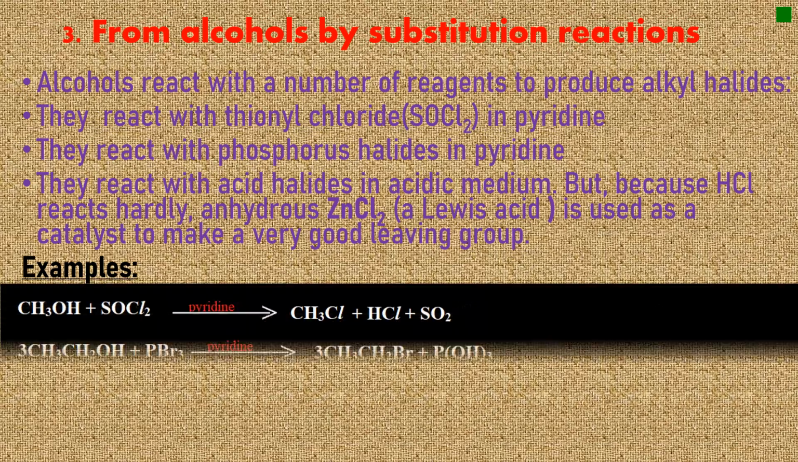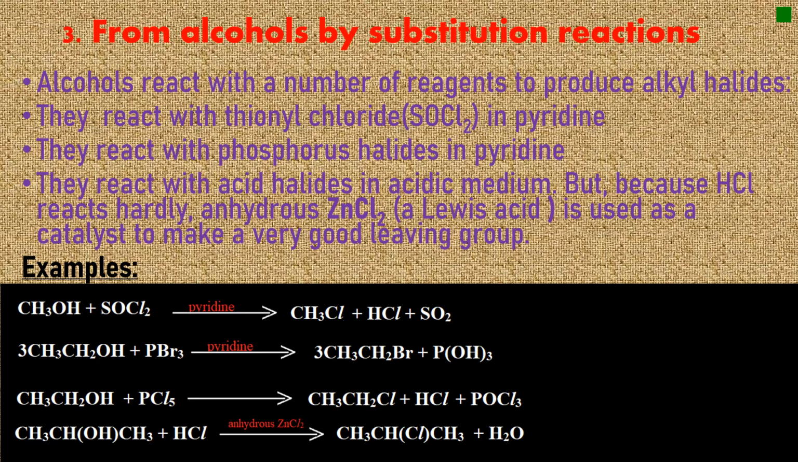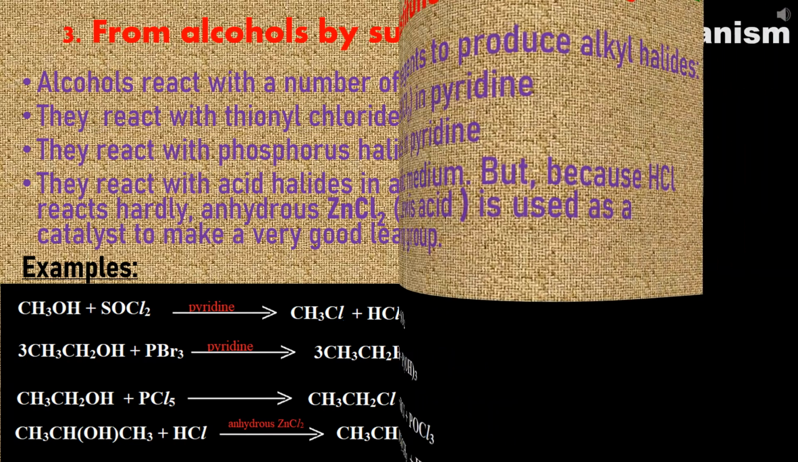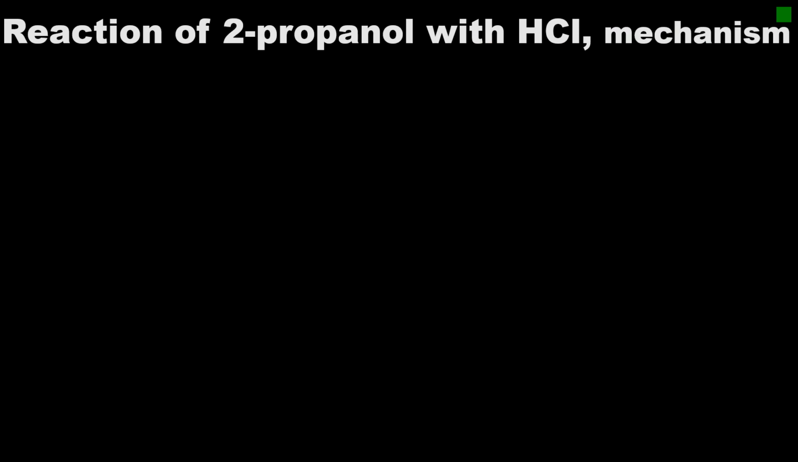Here we have examples. Methanol reacting with thionyl chloride, ethanol reacting with phosphorus tribromide, ethanol reacting with phosphorus pentachloride, and propanol reacting with hydrogen chloride. Let us have the mechanism of the reaction between 2-propanol and hydrogen chloride.